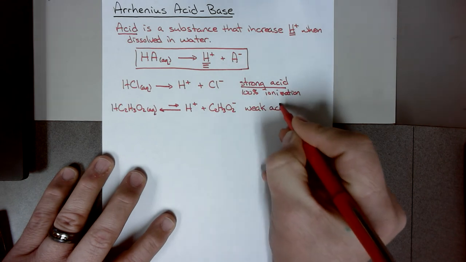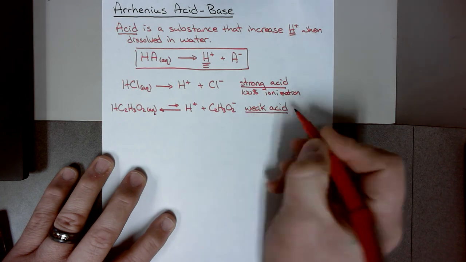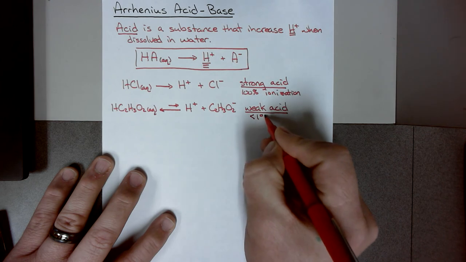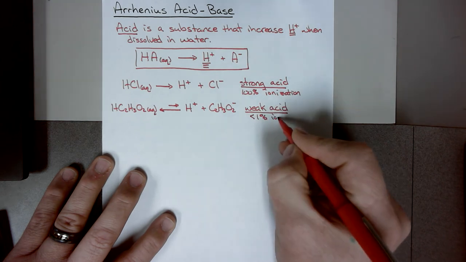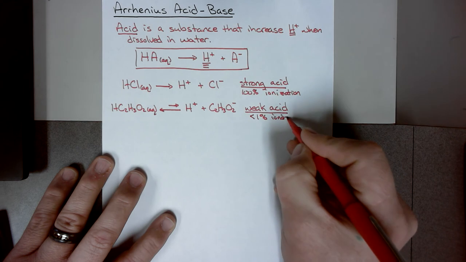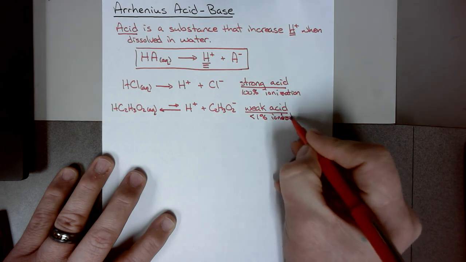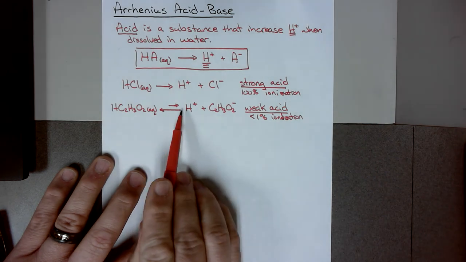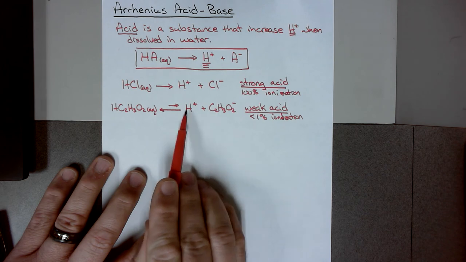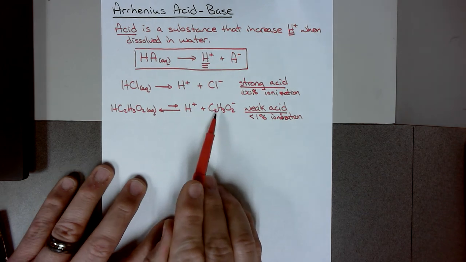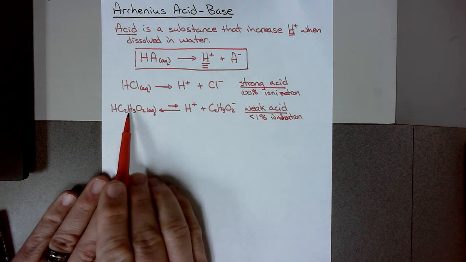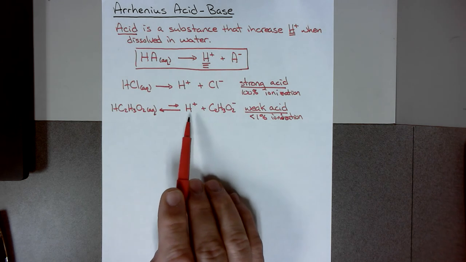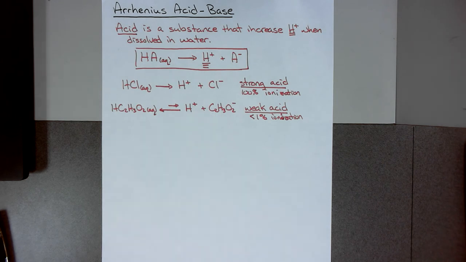And what we mean by a weak acid is that it ionizes less than 1%. So there's not very much ionization going on with a weak acid. And that's why I draw this arrow. In other words, just a little bit of it goes this direction, where there's a little bit of H+ and acetate ions, but most of it exists as this molecular structure. So very little of it breaks apart or ionizes into its ions, and that's what makes it weak.